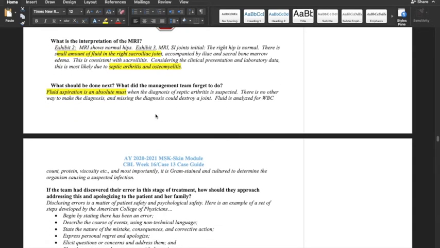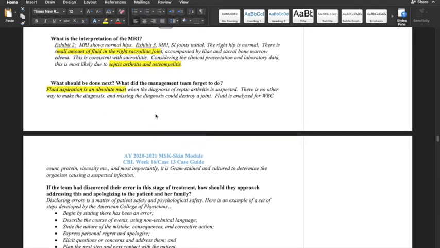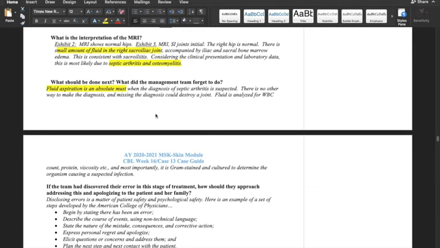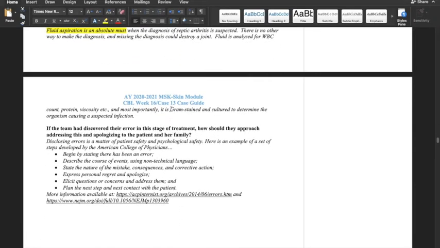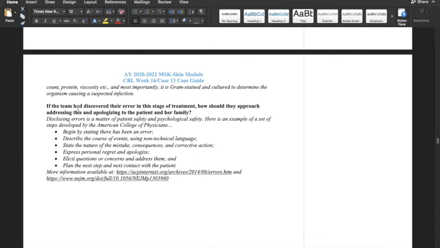So what's done next? When you have a concern for septic arthritis, as we mentioned earlier, you really want to get fluid from the joint and culture it. And this helps you guide your therapy as well. For this case, they go on to describe how the fluid was not obtained and they started treatment without it. So that brings up the thought that a medical error has been made. Working with our students on what the process looks like to appropriately communicate that an error has been made with a family is important, and we can use these resources to help them walk through that conversation.